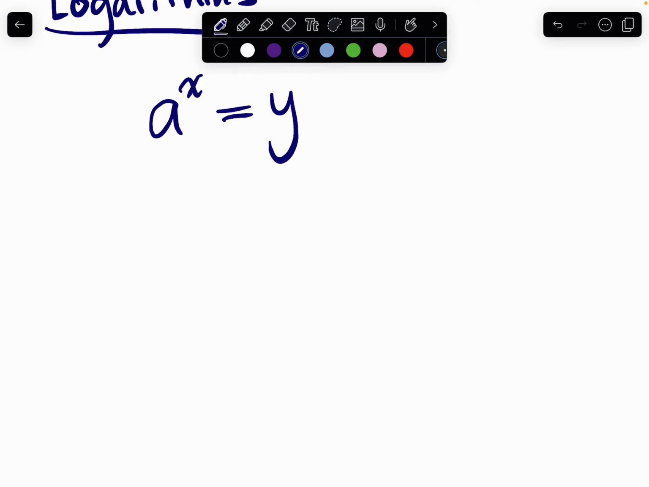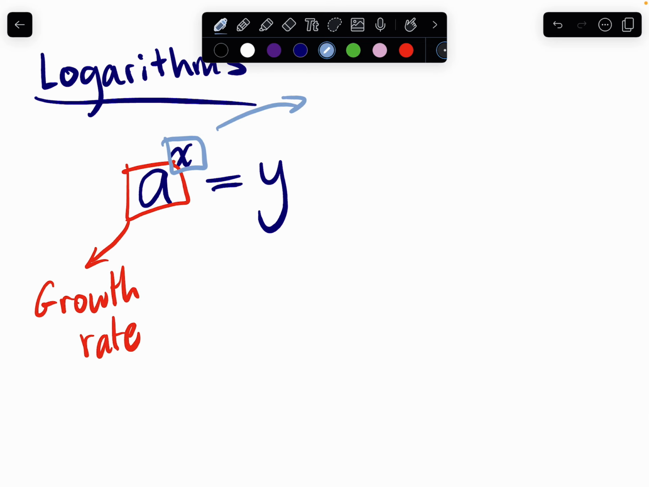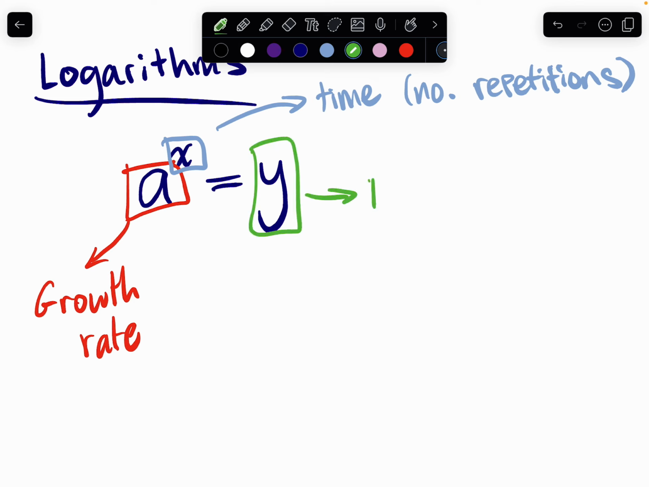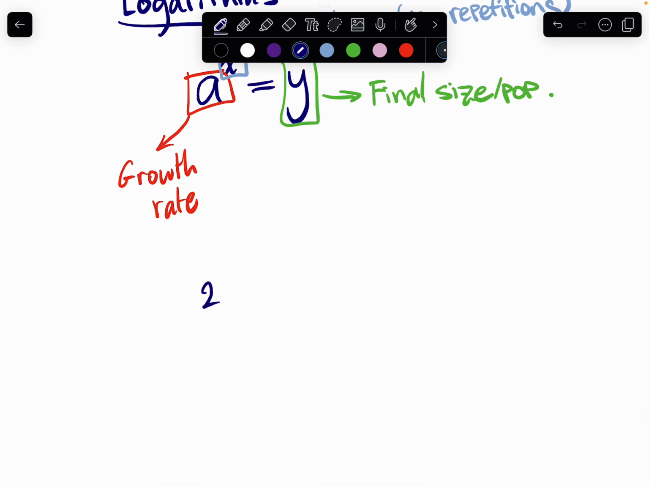This can be reworded to say a is your amount that you're growing by, or your growth rate. x is your time that you grow for, or amount of repetitions. And y is your final size or population.